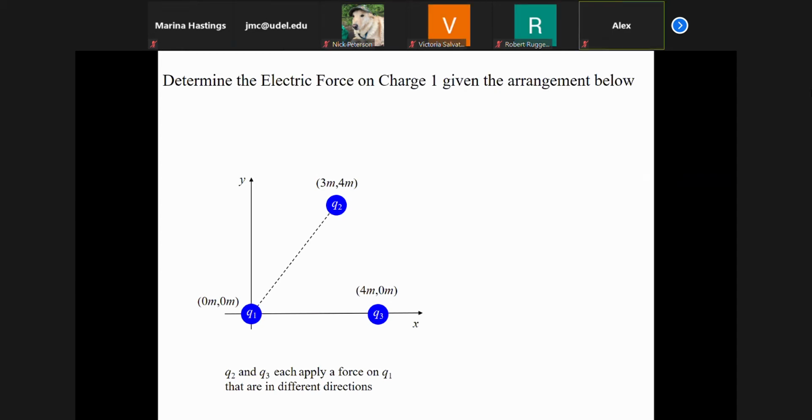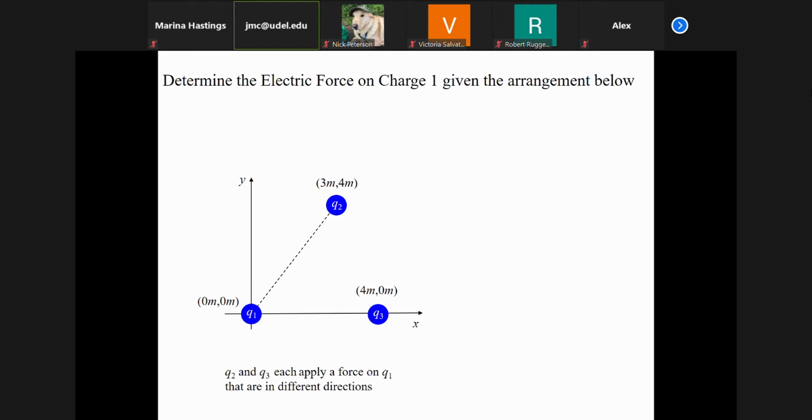All righty, so let's consider the shown charge configuration. There's 3 charges, Q1, Q2, Q3, all on the XY plane. The coordinates are given, shown here in the parentheses, where Q1 is located at the origin, Q2 is at X equals 3 meters, Y equals 4 meters, and Q3 lies on the X-axis, 4 meters away from Q1. So to find the distance from Q1 to Q2 will require triangulation.